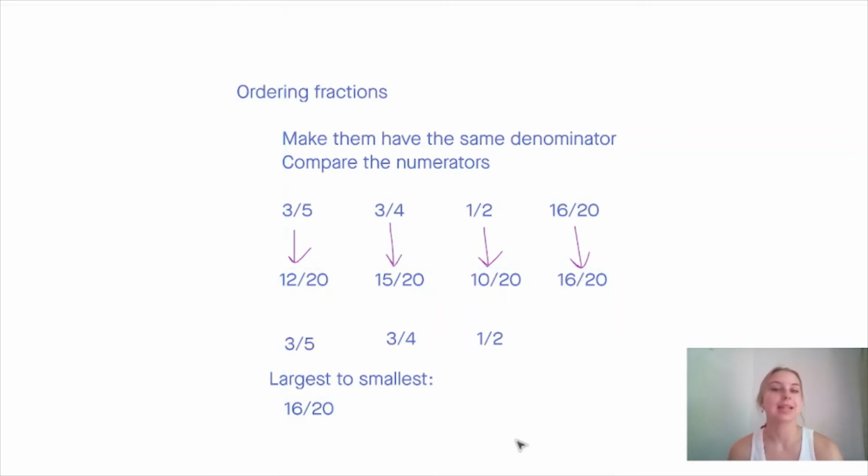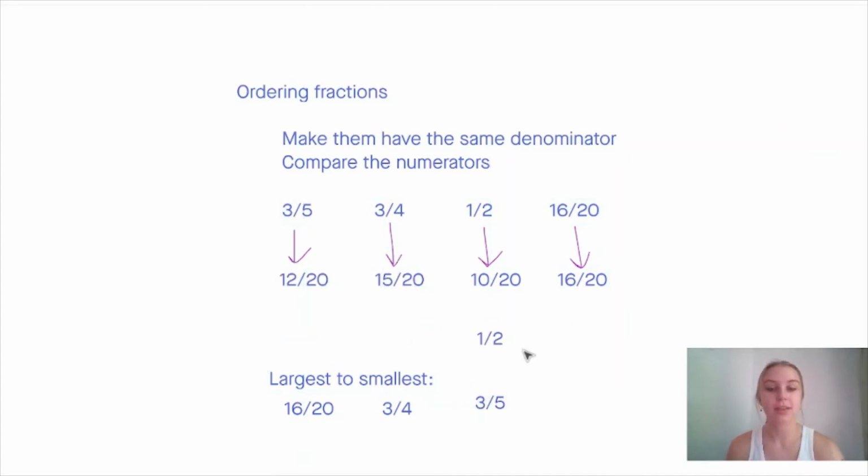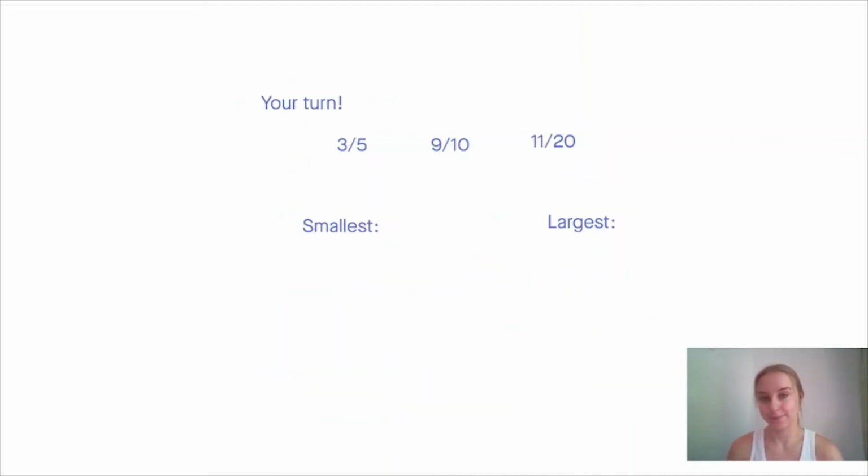15 over 20 is the next largest, so 3/4 becomes our next largest. Then 3/5, so 12 over 20, is the second smallest, so that goes next in our order. And then 1/2 is the smallest, so it goes last. Now it's your turn. Have a go ordering these, pause the video, and come back for the answer.